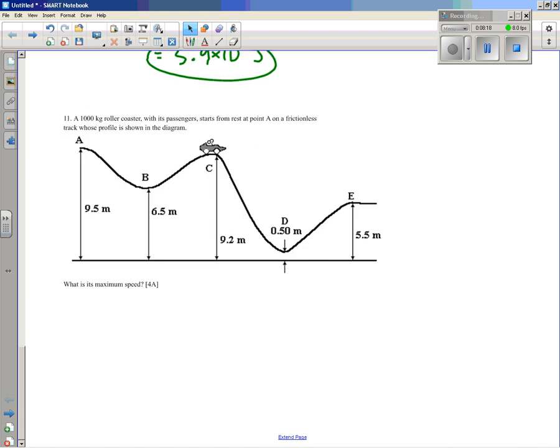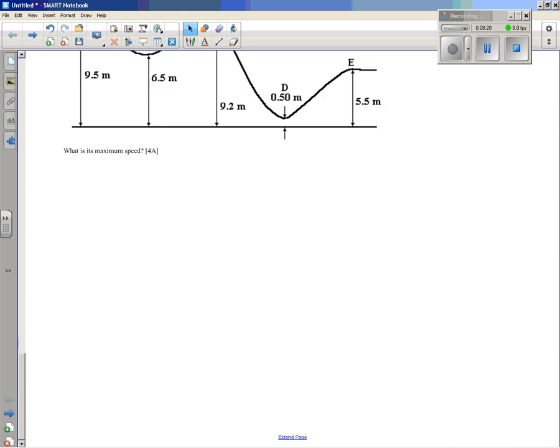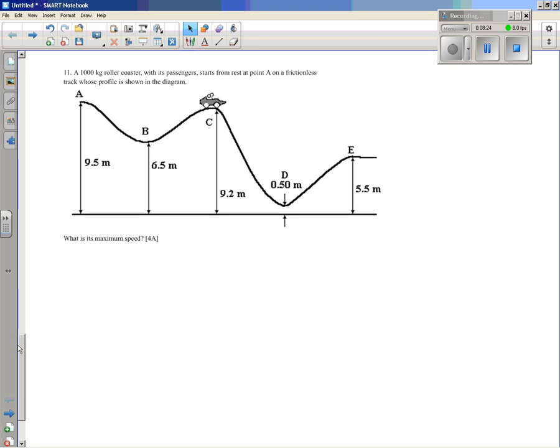And then we get into these conservation of energy problems. This one is the roller coaster question. I think it was on your test. It says a 1,000 kilogram roller coaster goes along this track and starts at point A at rest, and it goes all the way to these other spots. It says, what's the maximum speed?